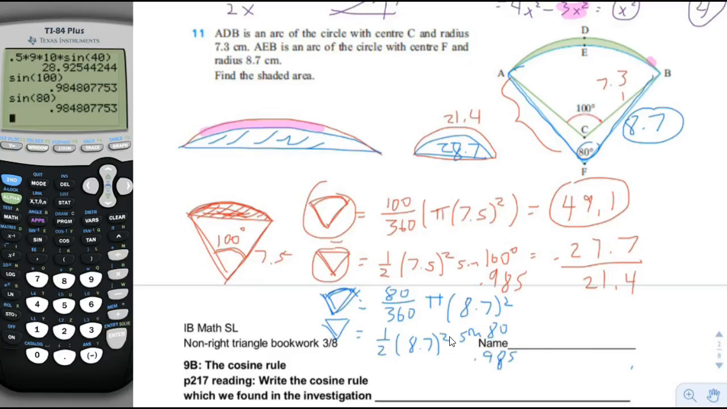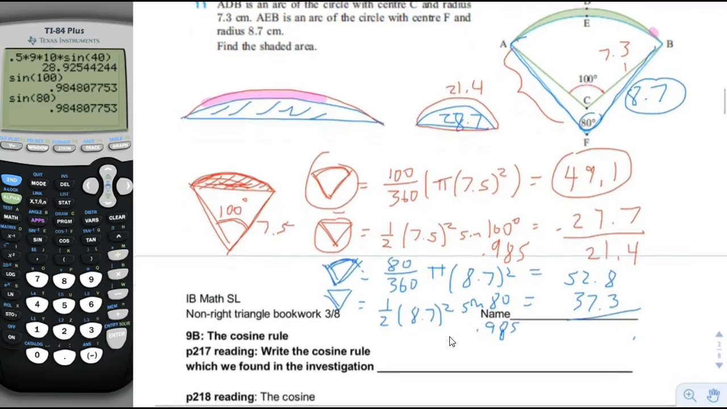So let's see, the top one: 80 divided by 360 times pi times 8.7 times 8.7 is equal to 52.8. The bottom one is 0.985 times 0.5 times 8.7 squared, which is 37.3. So that's going to be 52.8 minus 37.3. You get 15.5.